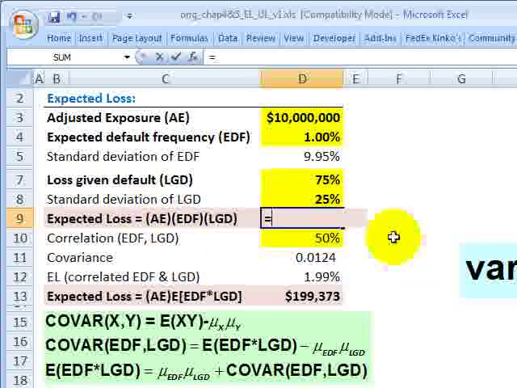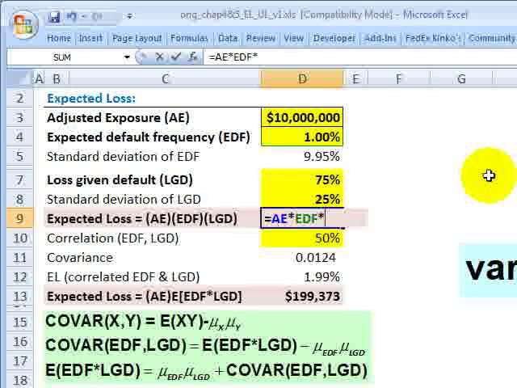Now, to calculate the expected loss, here's the formula that we are familiar with from the FRM, and it's just the product of the three components. It's the adjusted exposure multiplied by the expected default frequency or probability of default multiplied by the loss given default. So that's really our key formula in the credit risk section, the product of these three.